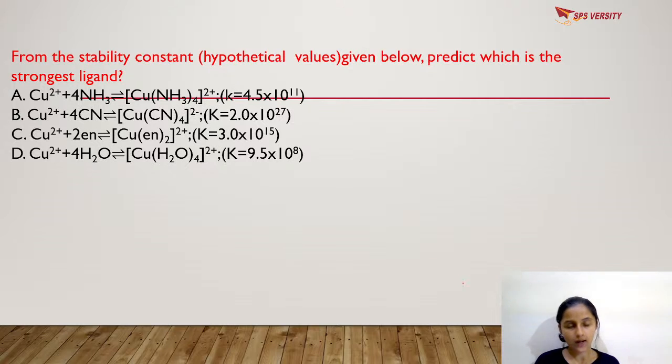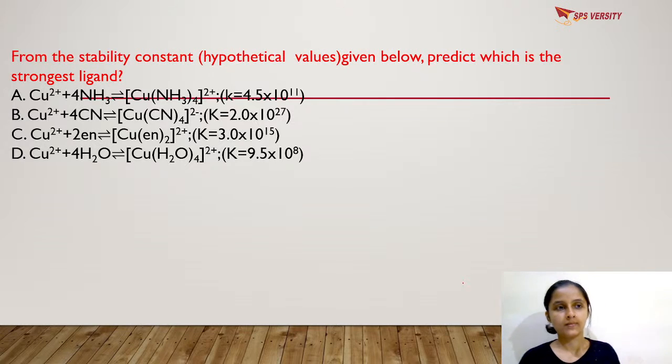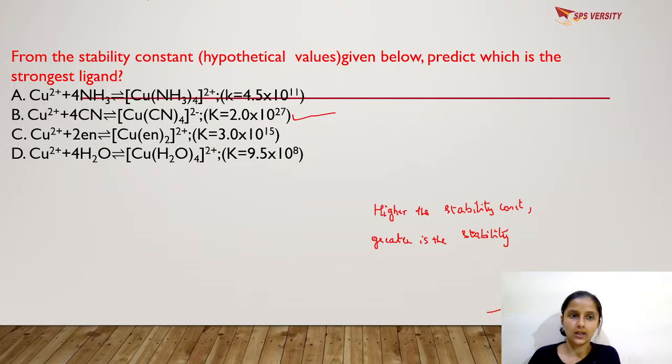From the stability constants, which are hypothetical values they have given, you have to predict which is the strongest ligand. Can you please predict? I'm waiting for your answers if you're watching. So what is K over here? This is the stability constant. The higher the stability constant, the greater will be the stability. So if you see, the K value seems greater for this one. So the higher the value, the higher the stability of the complex, so less will be the dissociation. So the correct answer will be option B.